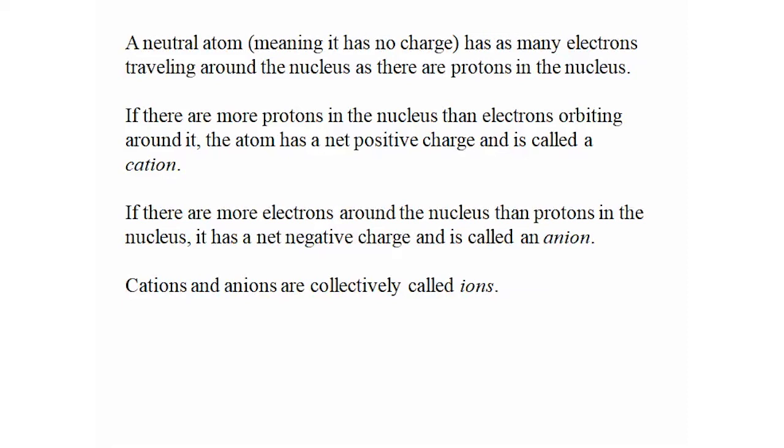If there are more electrons around the nucleus than protons in the nucleus, then there are more negative charges in the atom than there are positive, and the atom has a net negative charge. It is called an anion. Cations and anions are collectively just known as ions.